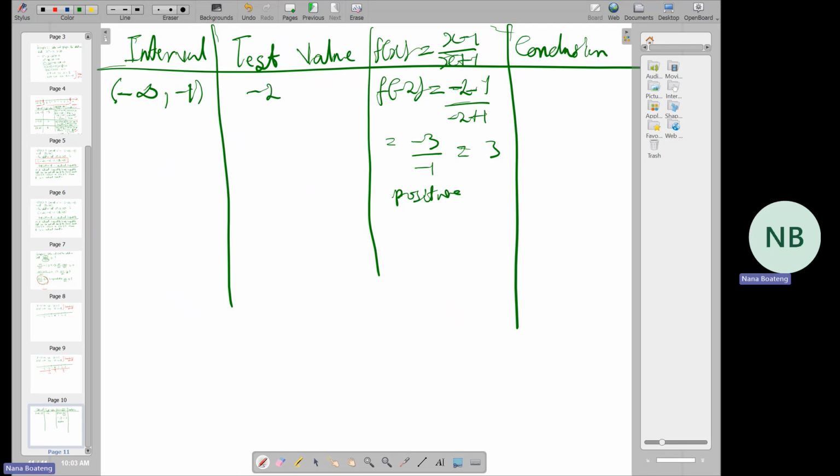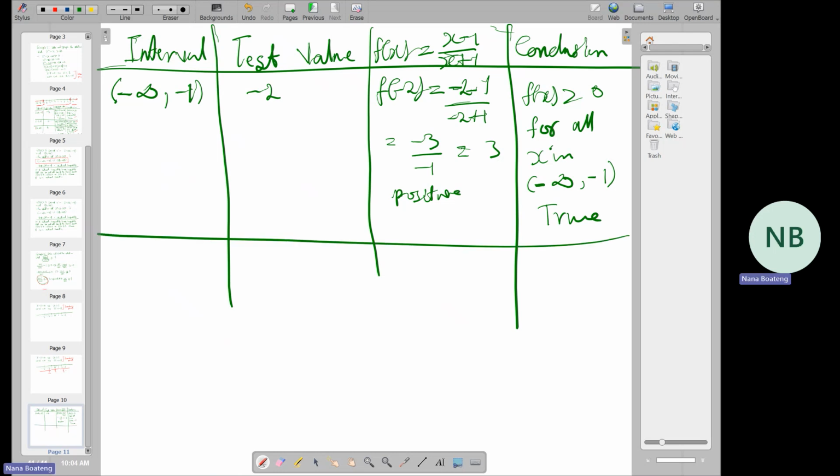So our original inequality is f of x greater than 0. So here f of x is greater than 0 for all x between negative infinity and -1. And this statement is true.